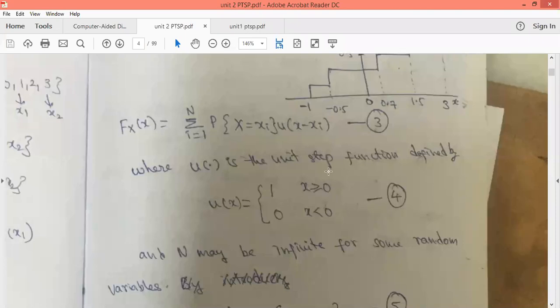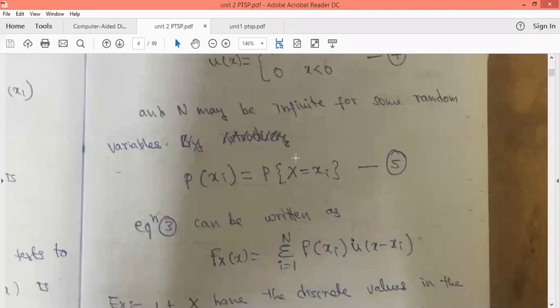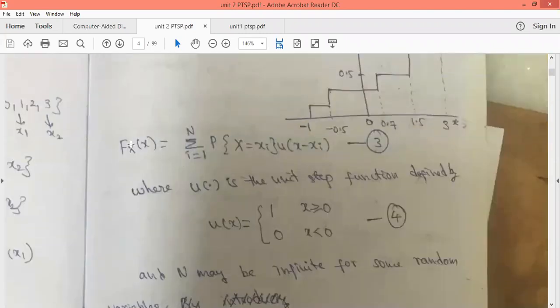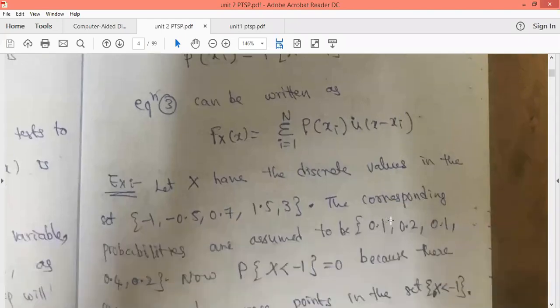We also know that probability of x equal to xi is also equal to probability of xi. So instead of representing probability of x equal to xi, we can directly denote it as probability of xi. So what is the distribution function now? Fx of x is equal to summation i equal to 1 to n of P of xi times u of x minus xi. This is the relation we get for the distribution function.